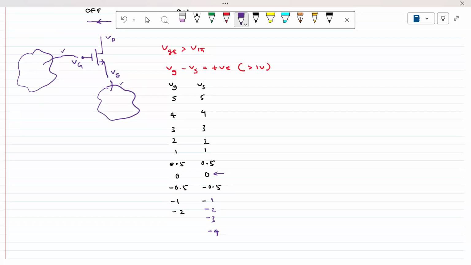Okay, 0 minus 0 cannot be possible. 0.5 minus 0 cannot be possible. 1 minus 0 can be possible. Why? Because the threshold voltage is equal to V3, so the channel can be formed. If you go for 2 minus 0, it is more than the threshold voltage. 3 minus 0, like this, I can go.